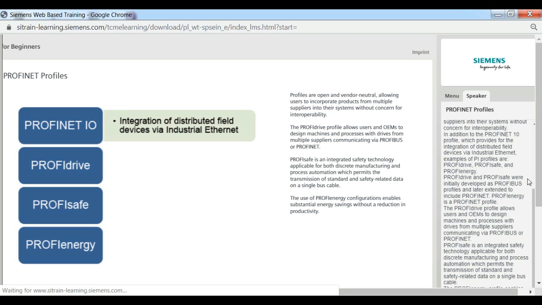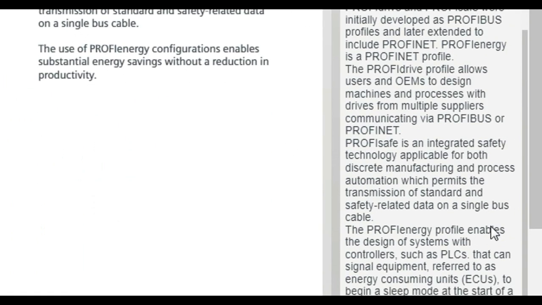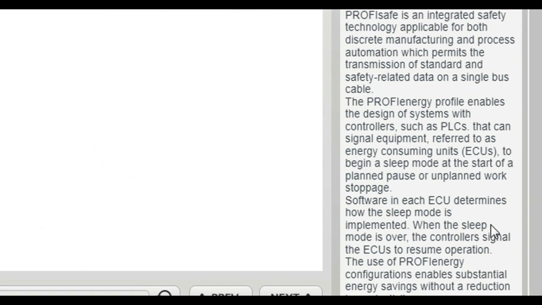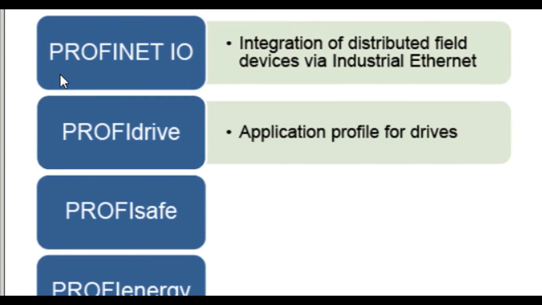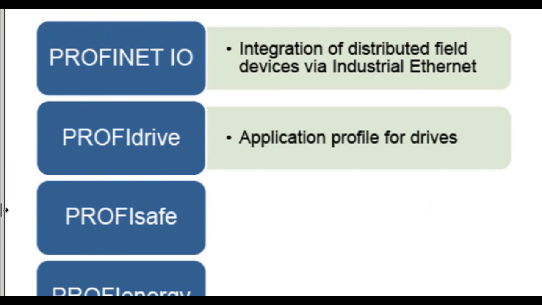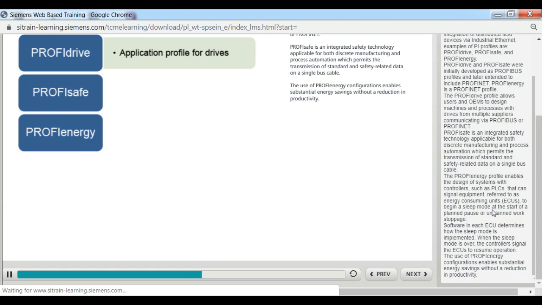ProfiDrive and ProfiSafe were initially developed as Profibus profiles and later extended to include Profinet. ProfiEnergy is a Profinet profile. The ProfiDrive profile allows users and OEMs to design machines and processes with drives from multiple suppliers communicating via Profibus or Profinet. ProfiSafe is an integrated safety technology applicable for both discrete manufacturing and process automation, which permits the transmission of standard and safety-related data on a single bus cable.